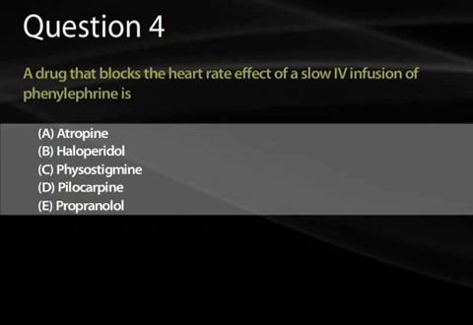Phenylephrine, as you know from the previous questions, is an alpha agonist and works by stimulating alpha 1, which increases blood pressure. This increased blood pressure has what effect on heart rate, though? It decreases heart rate. So which of these medications would actually block this and allow the heart rate to come back up?